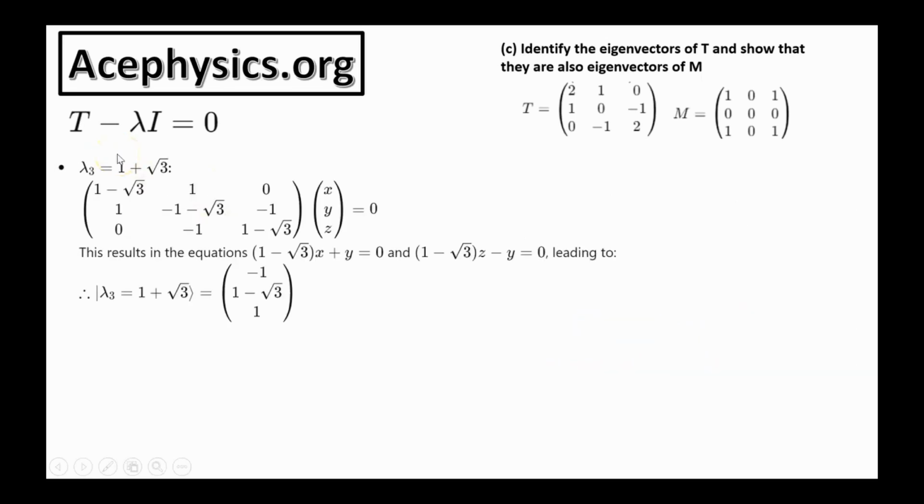The final eigenvector you get the same exact way. You can look at the work here. It's absolutely the same sort of procedure. The eigenvector corresponding to the eigenvalue 1 plus root 3 is this vector, minus 1, 1 minus root 3, and 1.